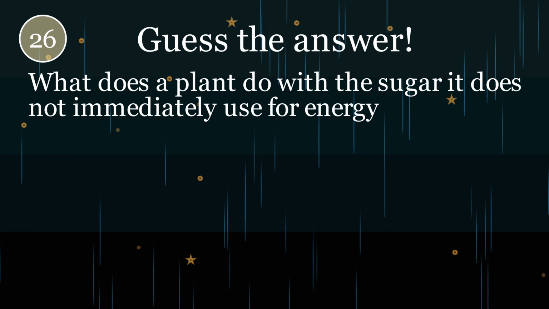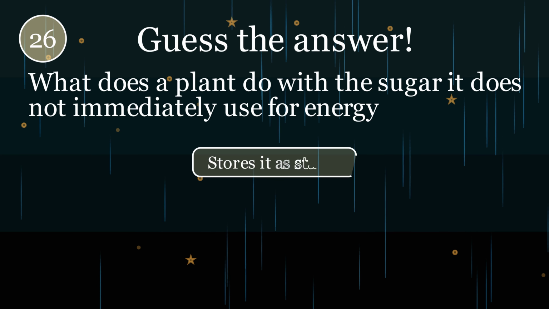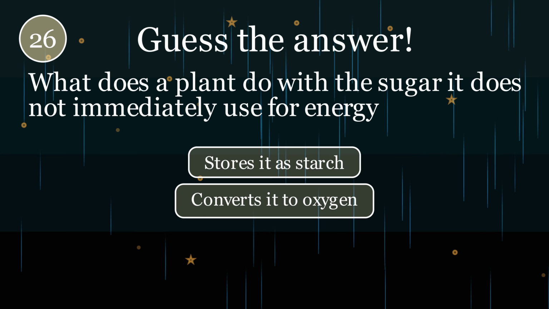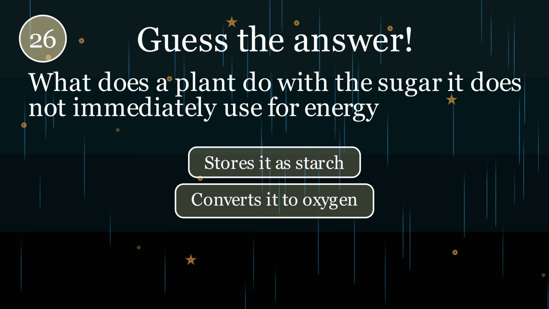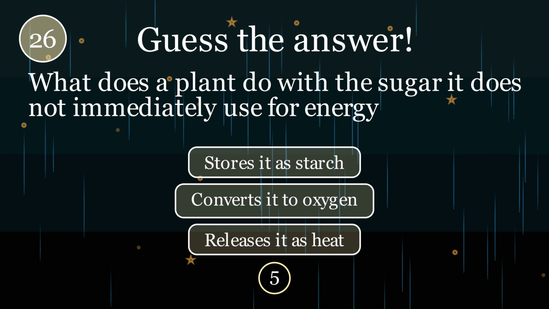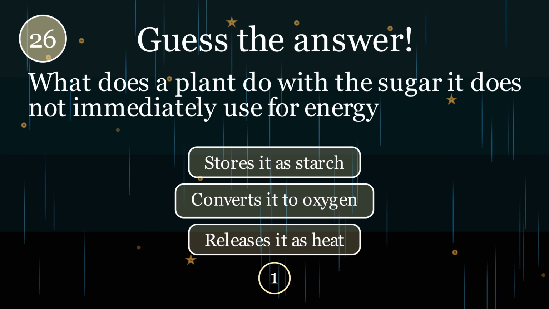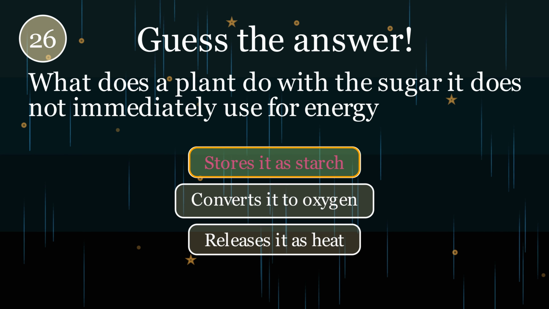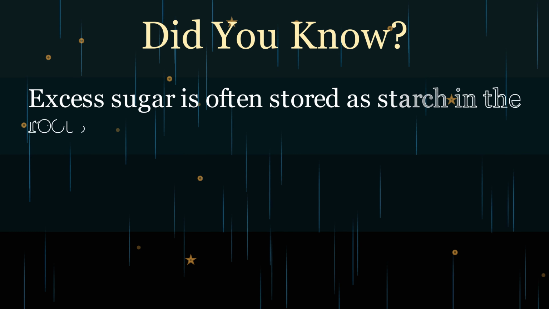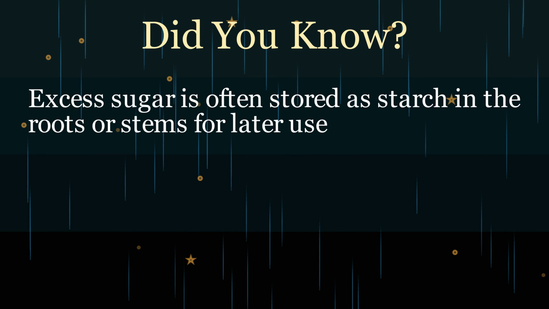What does a plant do with the sugar it does not immediately use for energy? Stores it as starch, converts it to oxygen, releases it as heat. The correct answer is stores it as starch. Fun fact: excess sugar is often stored as starch in the roots or stems for later use.